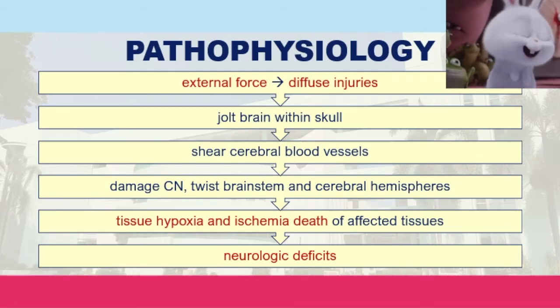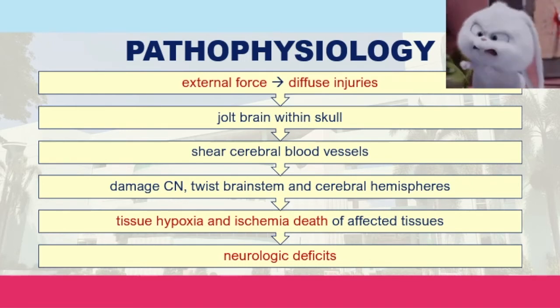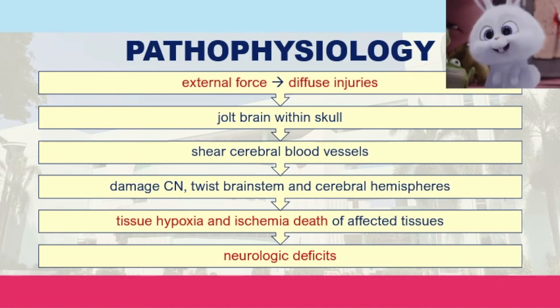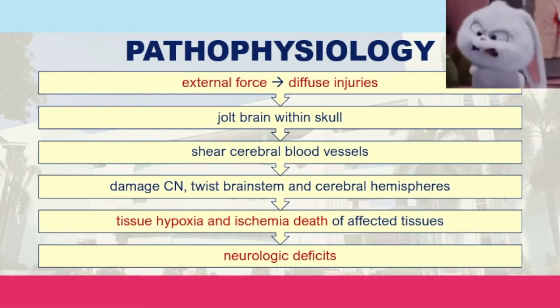Now, on the pathophysiology, class, recall that the external forces may result in diffuse injuries. These diffuse injuries may jolt the brain within the skull. The brain is moved inside the skull and pressed against the skull, which would result in shearing or damage to your cerebral blood vessels. That could also result in damage to the cranial nerves that would twist the brainstem and even your cerebral hemispheres. And here we're talking again about tissue hypoxia and ischemia, and then death of affected tissues.